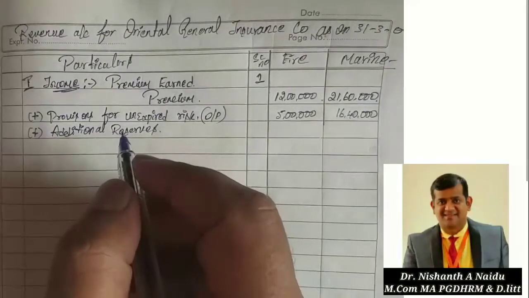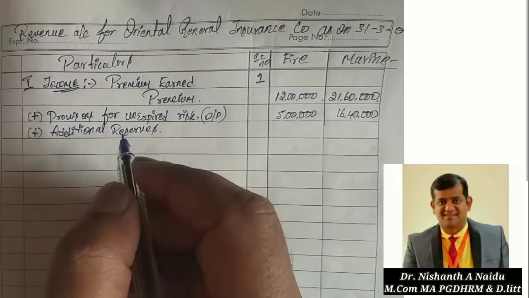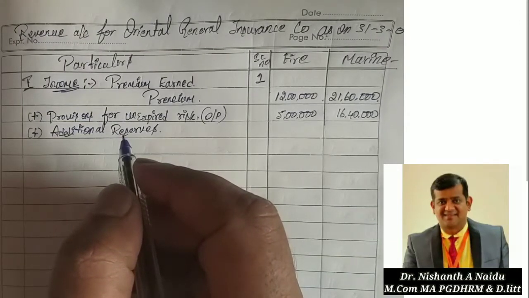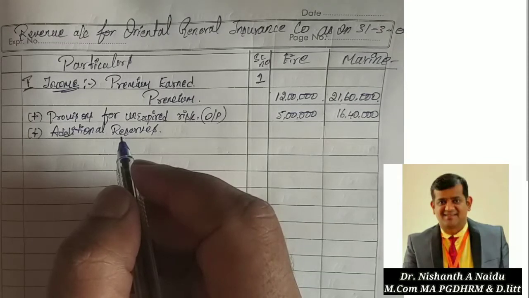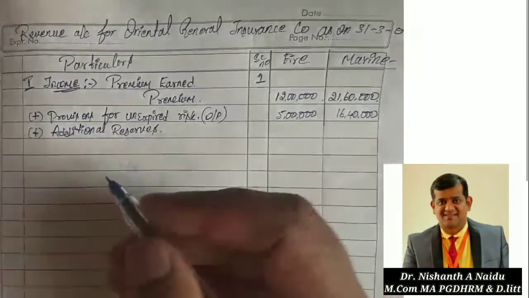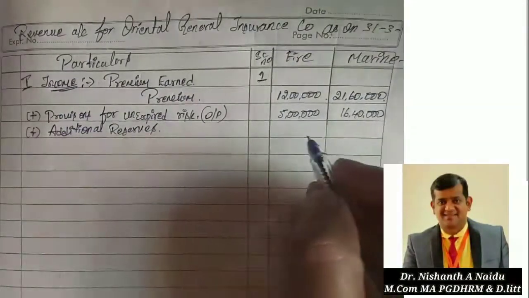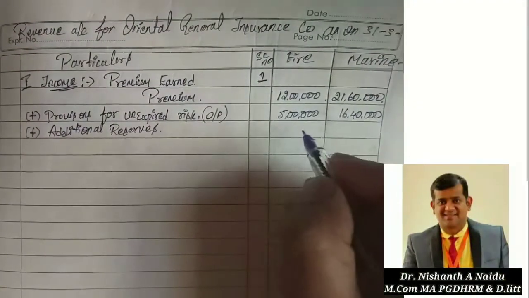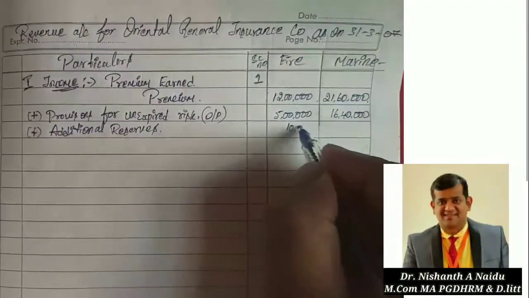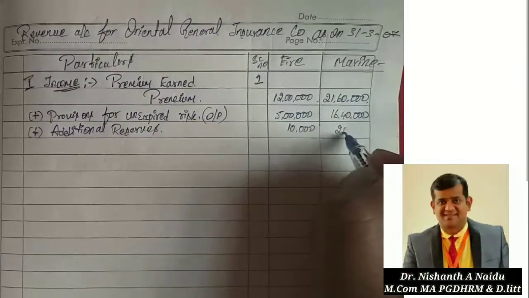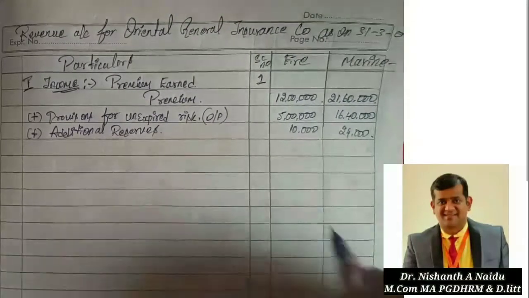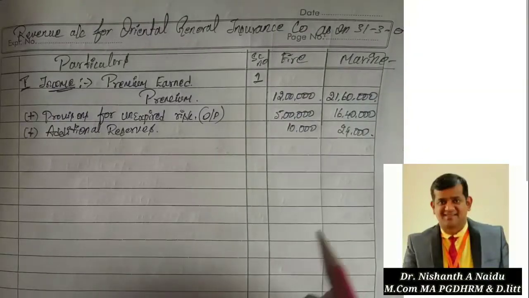Additional reserves is how much? 10,000 and 24,000. That is what has been given under the head of bad debts. So 10,000 and 24,000. Okay, add additional reserves.